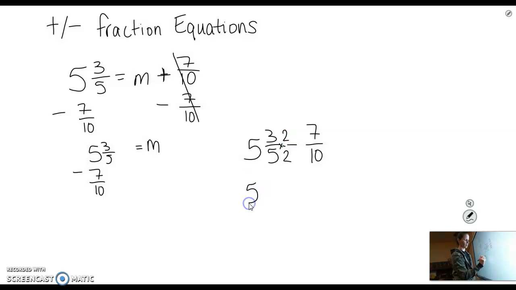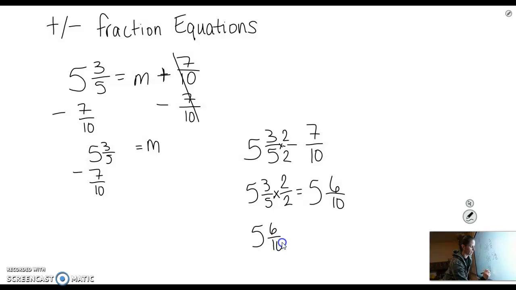So now I have 5 3/5 times 2/2 equals 5. 5 times 2 gives me a like denominator of 10. 3 times 2 is 6. So now I have 5 6/10 minus 7/10. Okay, there's one more step in this problem because we have 6/10 minus 7/10.